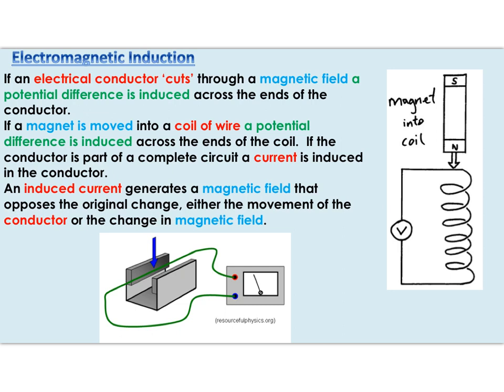In the same way, if we force this magnet through this coil of wire, the voltmeter would flick to the right to begin with, and then as the magnet fell through, it would end up flicking to the left. The key thing that you need to know about the induced current is that an induced current generates a magnetic field that opposes the original change. So it opposes the change that created it. And it will do that because either the movement of the conductor or the change of magnetic field will be in the opposite direction.